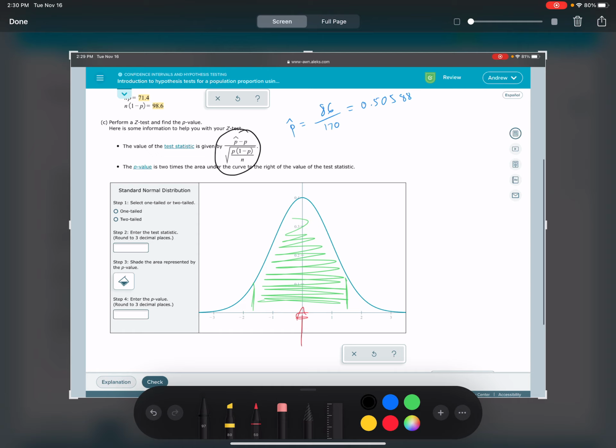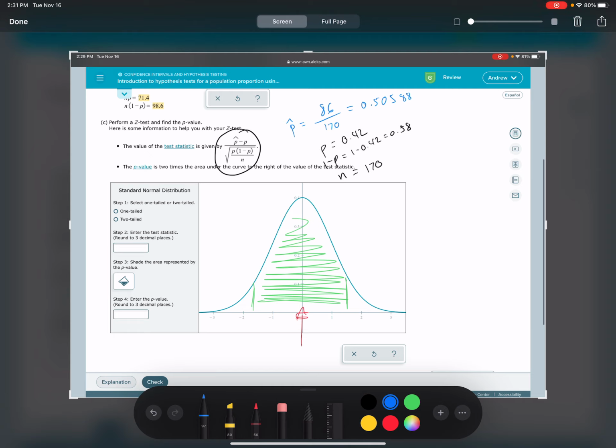So to do this problem right here, I have P, which is the number we're arguing about. We already talked about 1 minus P. 1 minus 0.42 would be 0.58. So we have P and 1 minus P. We have P hat, talked about that. N is how many total people we asked, which is 170. Okay, so that's all the numbers we need for that formula.